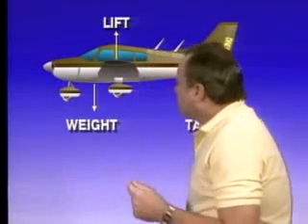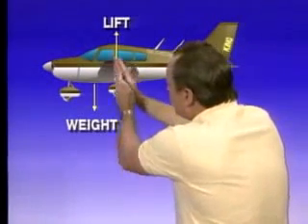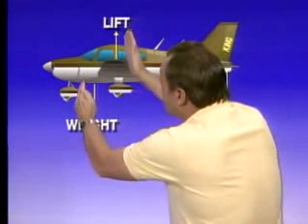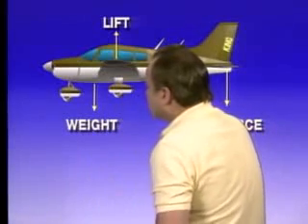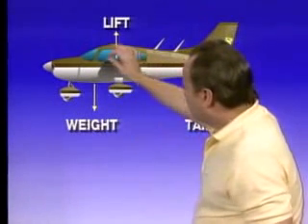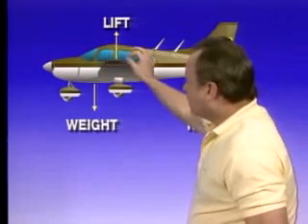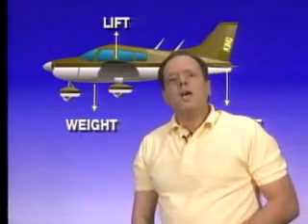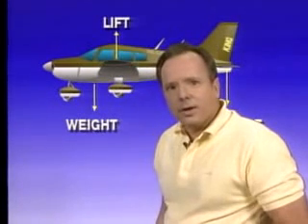Now, what causes the downforce on the tail? The fact that there's a difference between where the center of lift, or center of pressure, is and where the center of gravity is. Now, you really can't change the center of pressure a whole lot in an aircraft because it's pretty much designed into the shape of the wing. But can you change the center of gravity?